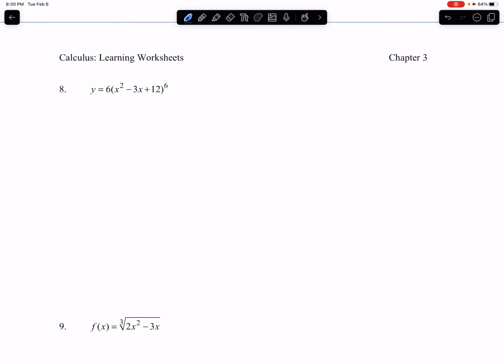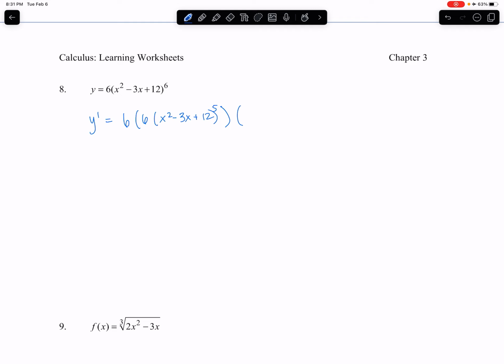Y equals 6 times x squared minus 3x plus 12 raised to the 6th power. Our derivative, we will pull that constant out front. The derivative of the outside is u to the 6th power, so we'll use power rule. 6 times whatever's plugged in minus 1, so to the 5th. And then we have to do the derivative of the inside.